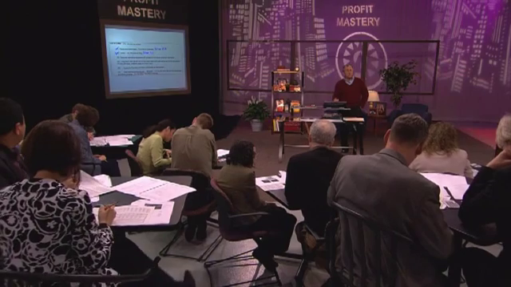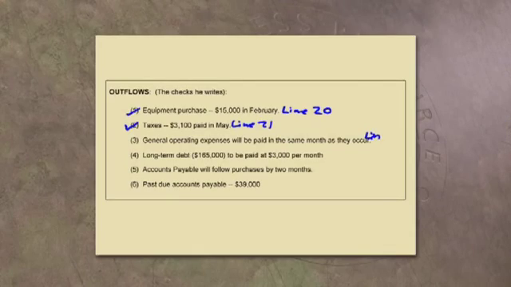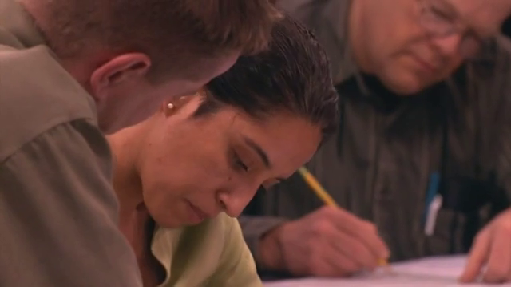Number 3, general operating expenses. How much are they from line 4? Line 4. 25.6. Line 4, not line 6, because that includes depreciation, which is not a cash expense, right? Okay, cool.